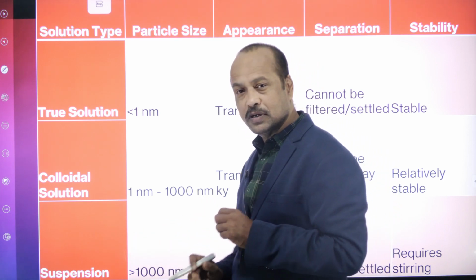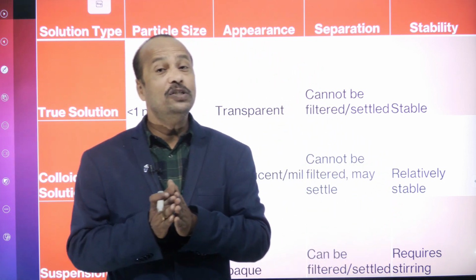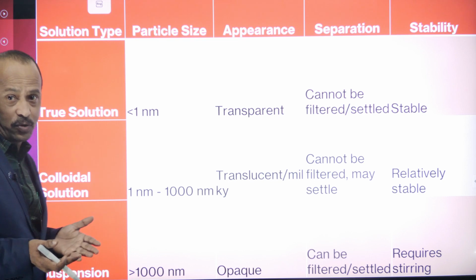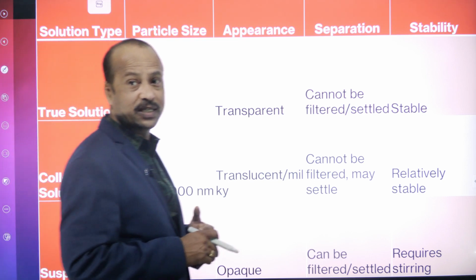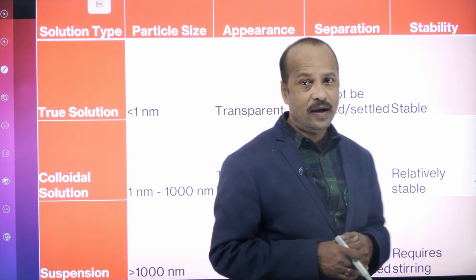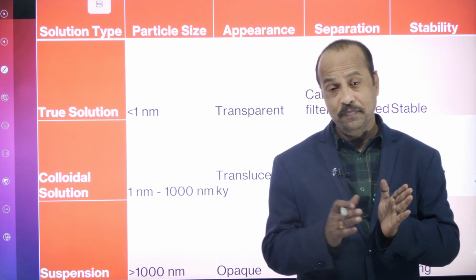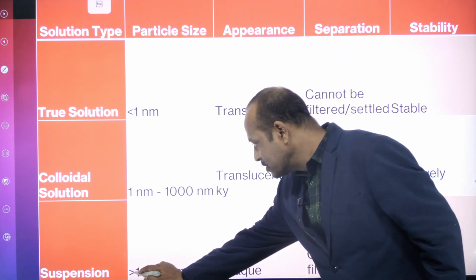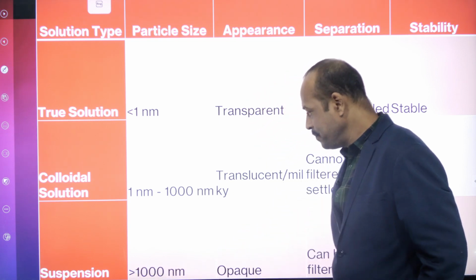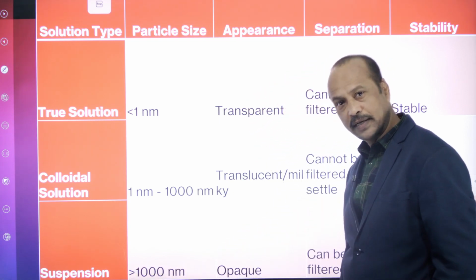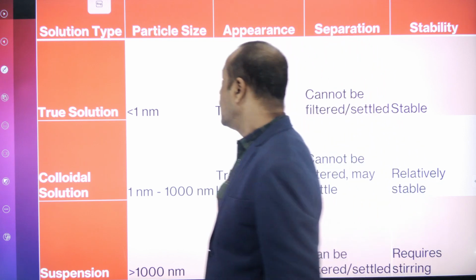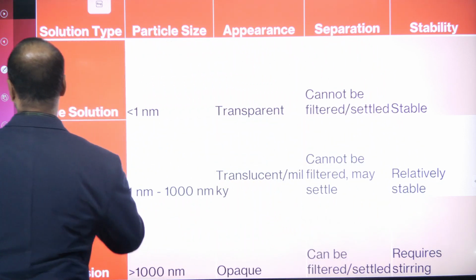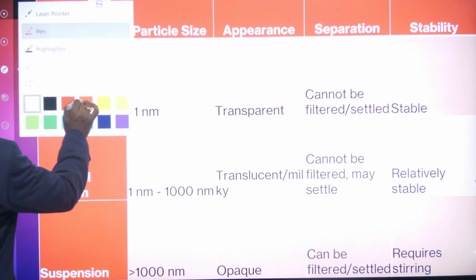The third one is suspensions. The particle size of suspensions is larger than that of colloidal solutions, greater than 1000 nanometers. Can you see this symbol? Greater than 1000 nanometers. Clear? Now, let's see the second property. The second property is appearance.